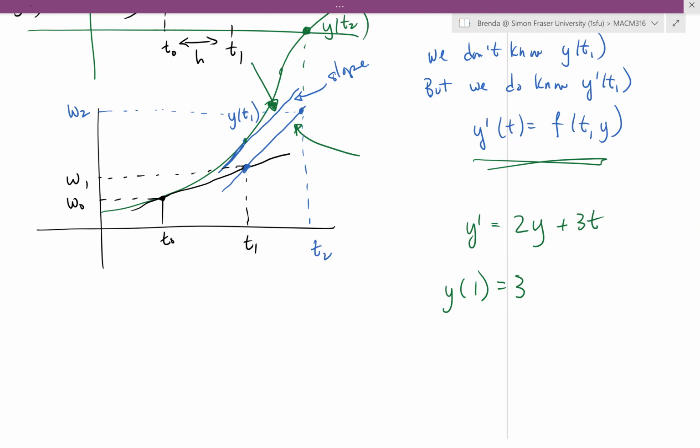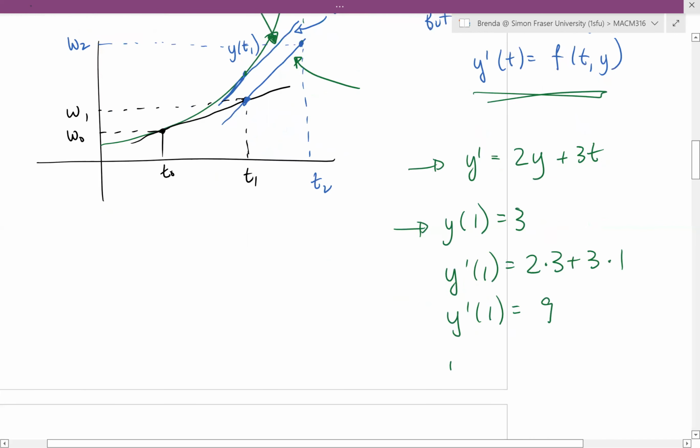Okay, so here's the question. I'm going to finish this question, and I'll answer your question. So this is my differential equation, this is my initial condition. y prime at 1 is 2 times y plus 3 times t, that is 6, 9. Right? I can calculate the derivative.